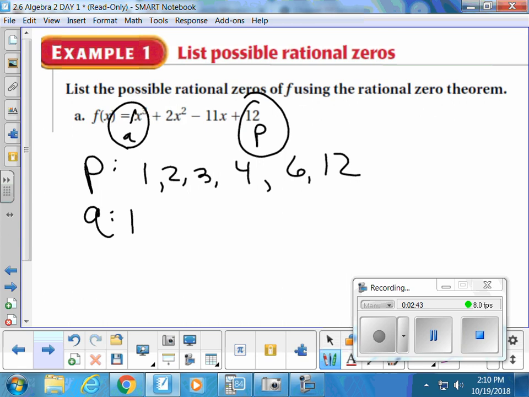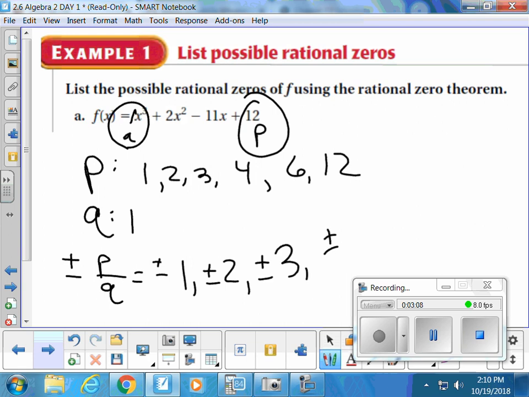So here's how you list out all possible rationals. You make a positive, negative P over Q list. So you have to do every P over Q you can possibly do. It has to be a complete list. So positive or negative 1 over 1, which is just 1. Positive or negative 2 over 1, which is just 2. Positive or negative 3 over 1, just 3. Positive or negative 4 over 1. Positive or negative 6 over 1. And positive or negative 12.